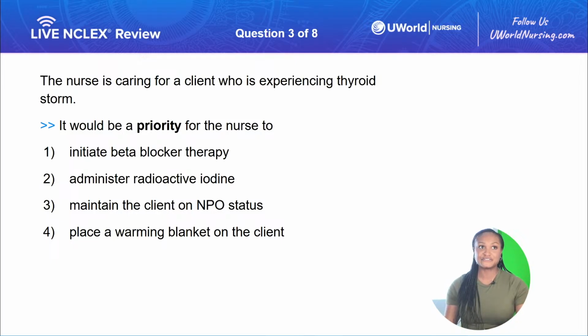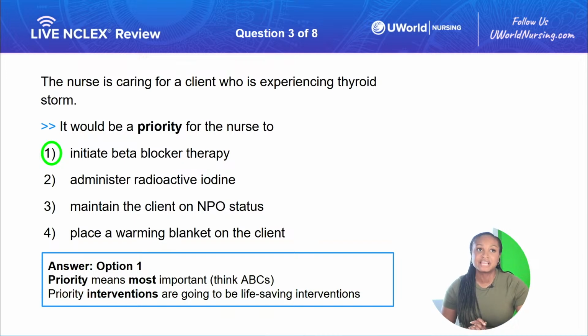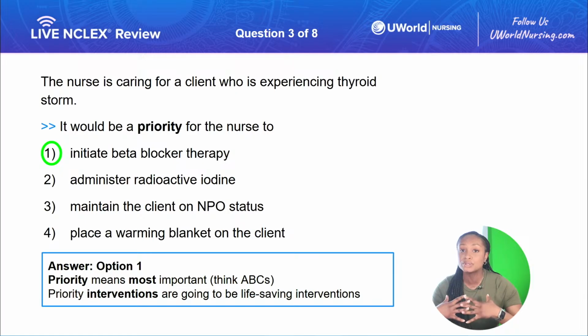But the correct answer for this one is option 1, initiate beta blocker therapy. Thyroid storm is a complication of hyperthyroidism, so your body is overreacting to the thyroid hormones. In order to treat this, we give medications such as beta blockers, or you can give anti-thyroid medication, and then you try to cool the body down as much as possible because your body is overreacting and overstimulating. So you want to cool everything down, bring everything down.